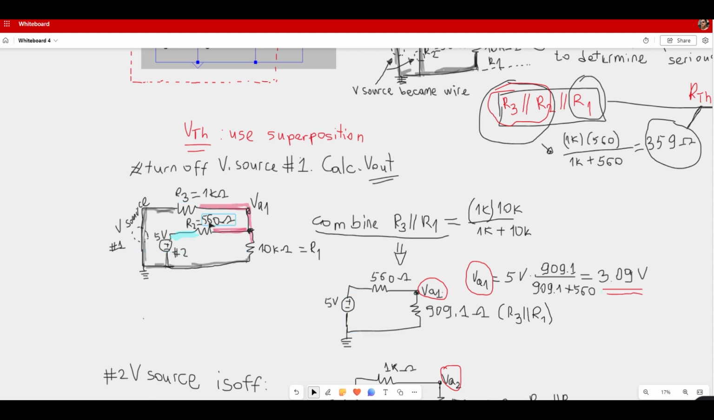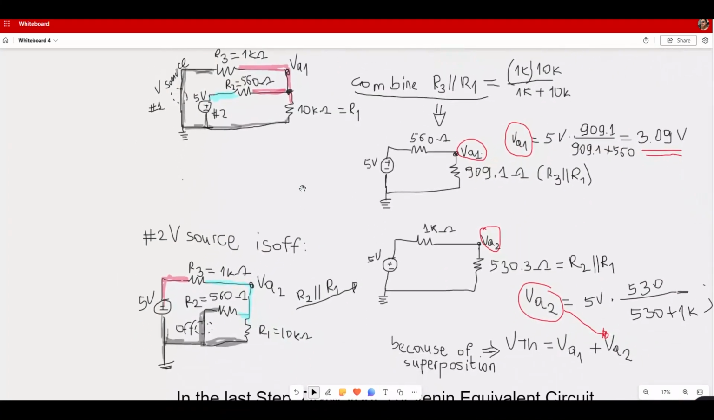We already have 560 with 5 volts with this voltage source. Now we have only two resistors. It's easy to calculate with voltage dividers, and we find 3.09 volts. Let's do the second case.